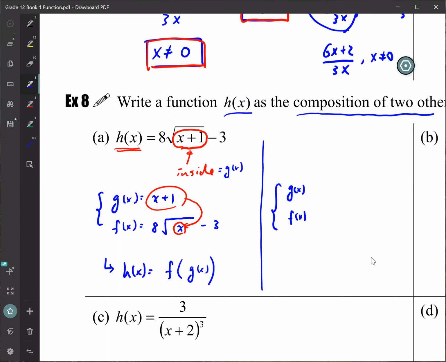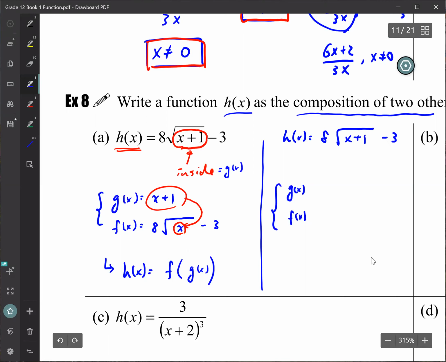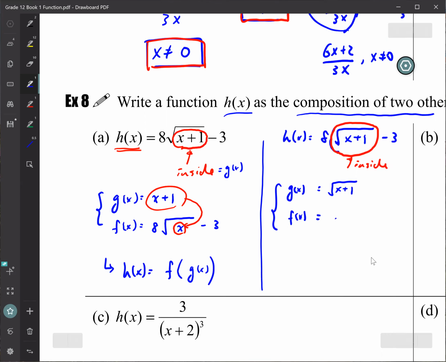Okay, so the whole thing, let me write the original one again, okay? So you say you want to include the square root, right? Yeah. Okay, so let me write that down. So this whole thing will be the inside. So inside we'll use it as g of x. Okay, so what will be the outside then? 8 and then x minus 3. That's good.